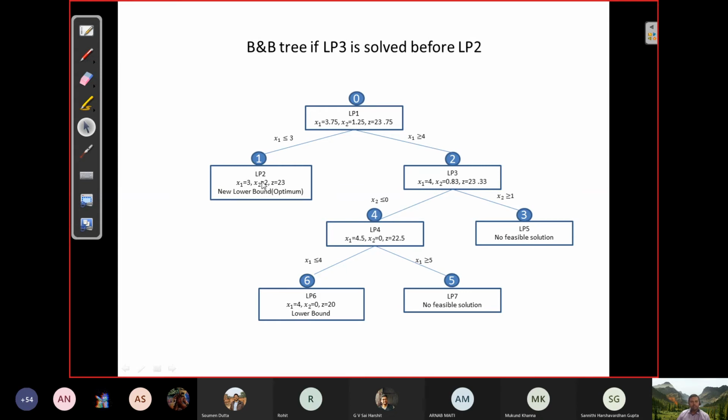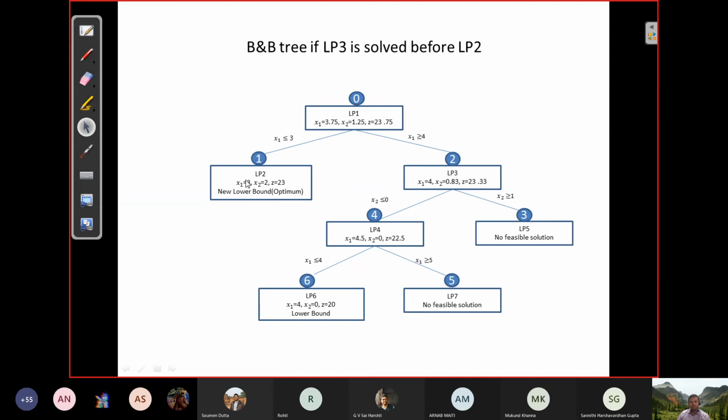Then you go back to LP2 and again find an integer feasible solution and fathom this node. But then you have another lower bound. Now you have to compare this lower bound with the current lower bound, 20 and 23. Now this is higher, and for a maximization problem we want to increase the value of z. So this is a better solution, a better lower bound, so you update. This is the new lower bound. Now you see that all the leaf nodes are fathomed, so you declare that this is the optimal solution. Again you see the same solution, 3, 2 and 23.